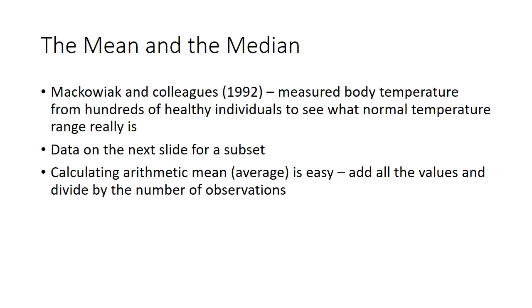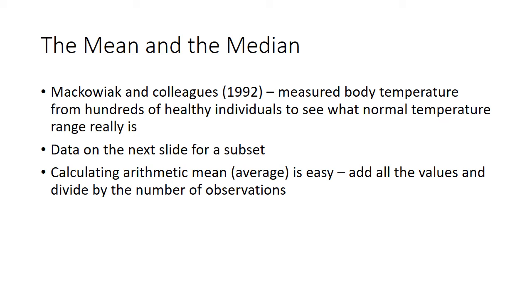So the first thing you need to know are going to be the mean and the median of these values. Basically, we're going to use the set of data here that was done back in 1992, where they were measuring the body temperature for several hundred healthy individuals to see what a normal temperature range really is. And when we look at the data on the next slide, you're going to see what that looks like.